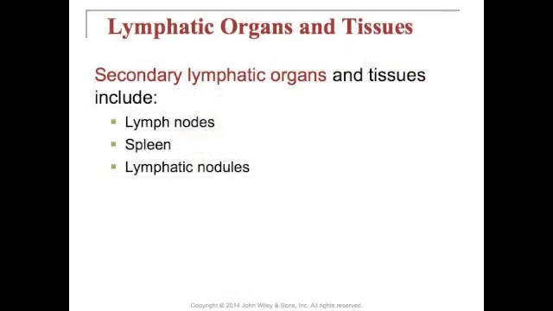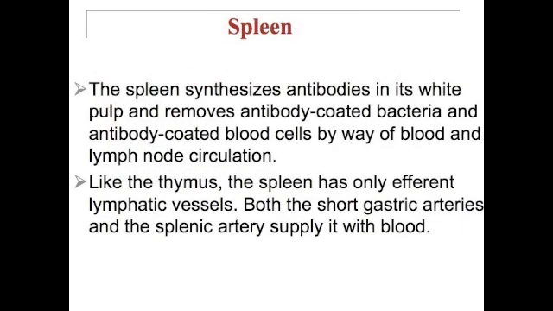Let's talk now about secondary lymphatic organs and tissues. This includes the lymph nodes, the spleen, and the lymphatic nodules. The spleen synthesizes antibodies in its white pulp and removes antibody-coated bacteria and antibody-coated blood cells by way of blood and lymph node circulation. Like the thymus, the spleen has only efferent lymphatic vessels. Both the short gastric arteries and the splenic artery supply it with blood.